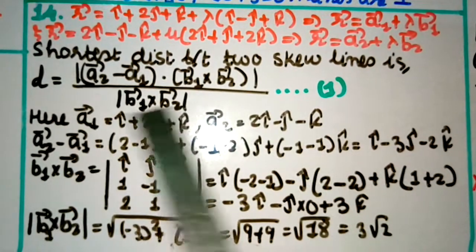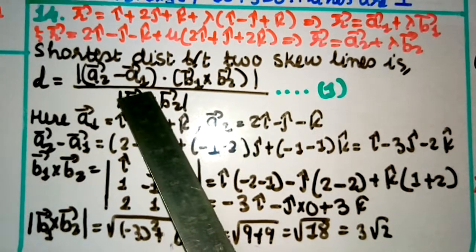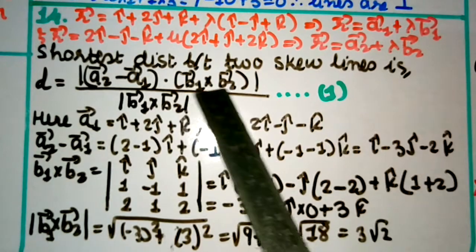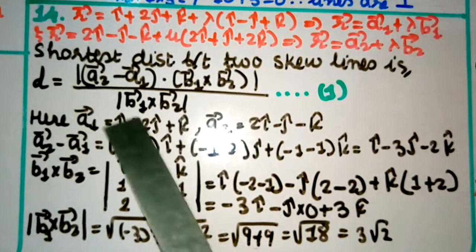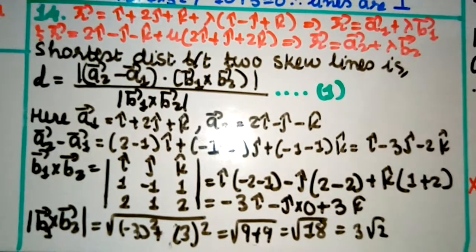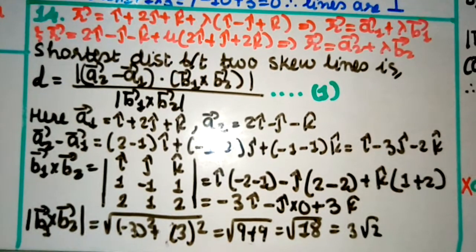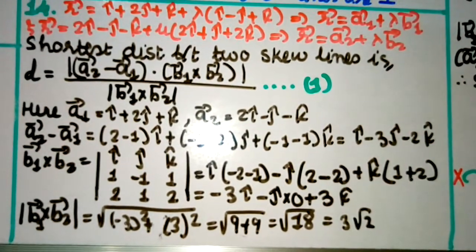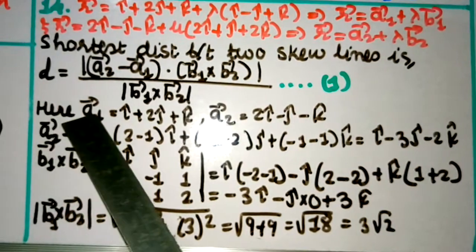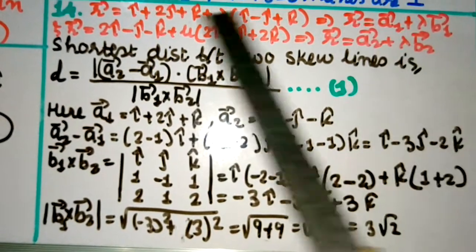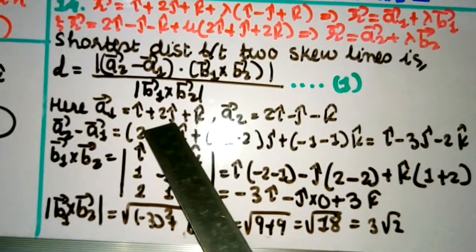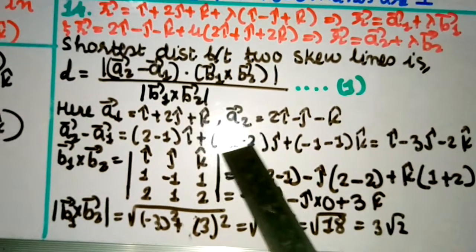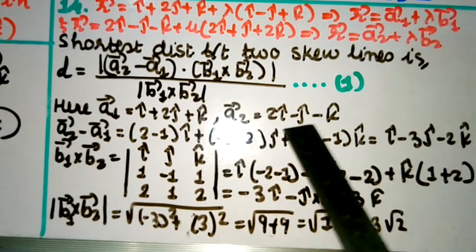d equal to magnitude of (a2 vector minus a1 vector) dot product with (b1 cross b2), divided by magnitude of b1 cross b2. Okay, this is the formula, equation number 1. So we shall find all these values and then place them in equation 1 to get the shortest distance. So here this is your a1, comparing with this, a1 is i cap plus 2j cap plus k cap, and a2 is this one. Comparing with this, it is 2i cap minus j cap minus k cap.